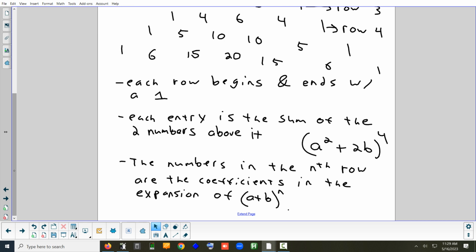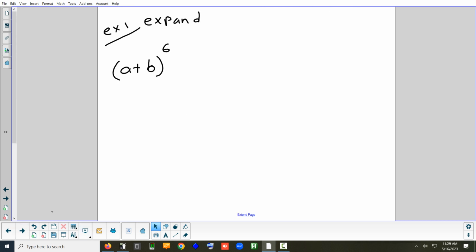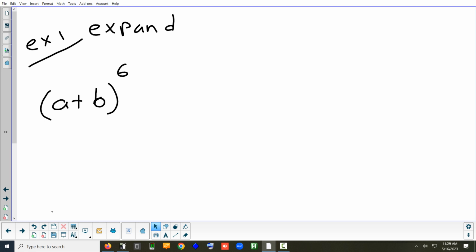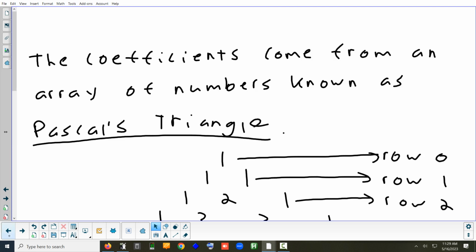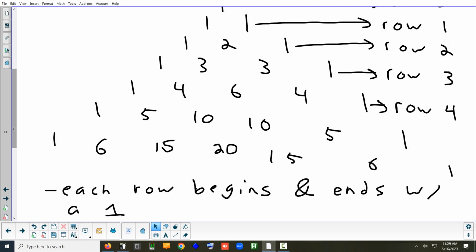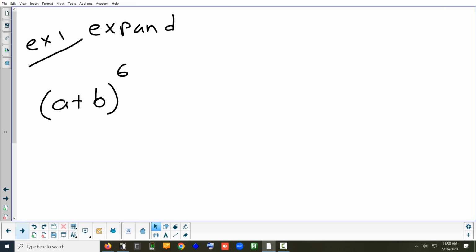So that's the expansion of a plus b to the power of n. Okay, so let's try a plus b to the 6th. First of all, we're going to need the 6th row. So do I have it? 4, 5, yes I do. 1, 6, 15, 20. So 1, 6, 15, 20, 15, 6, 1. Yep, those are the numbers I need.